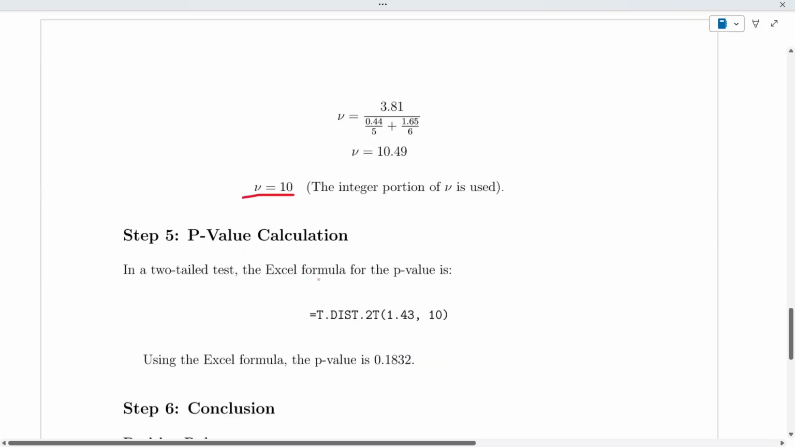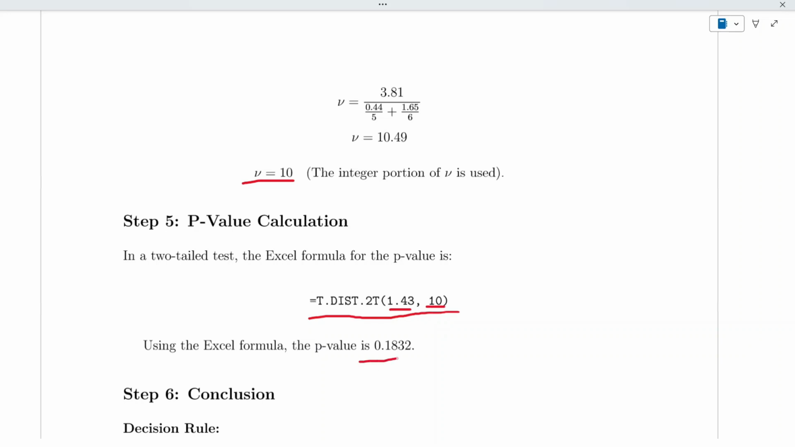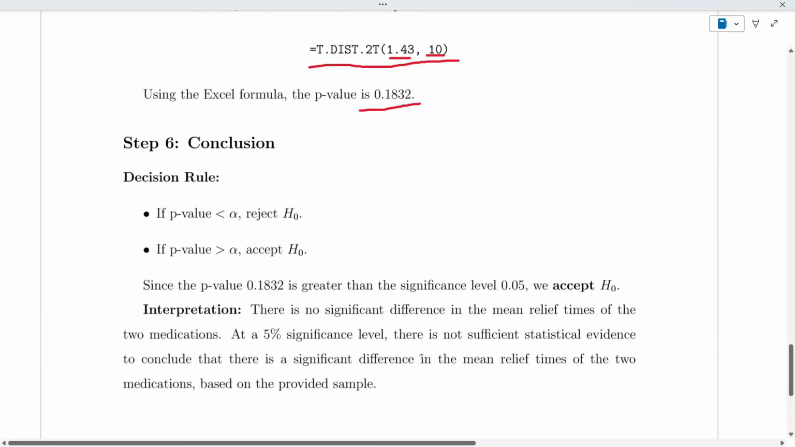Step 5. Calculate the p-value. For a two-tailed test, the p-value can be found using software or a calculator. Using Excel, the formula is T.DIST.2T of 1.43, 10. Here, 1.43 is the absolute value of the test statistic and 10 is the degrees of freedom. This gives a p-value of 0.1832.